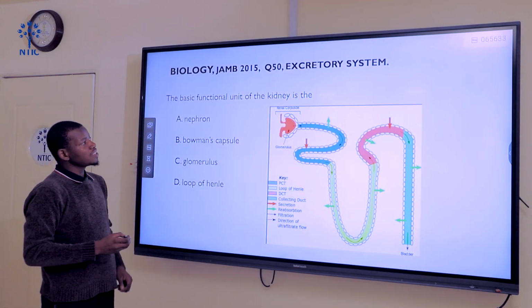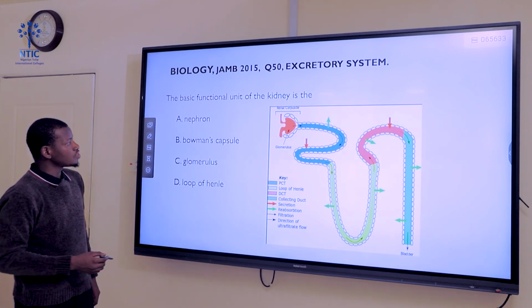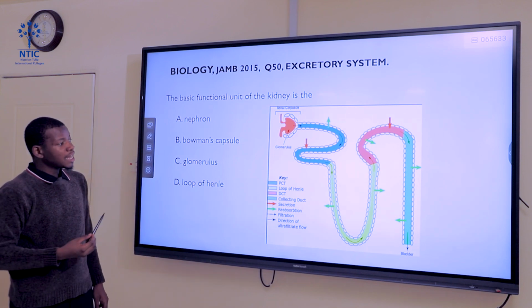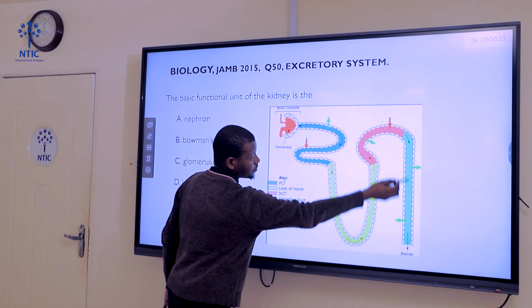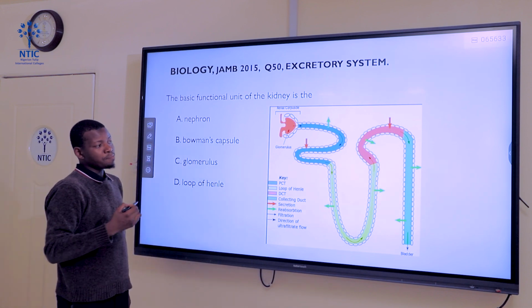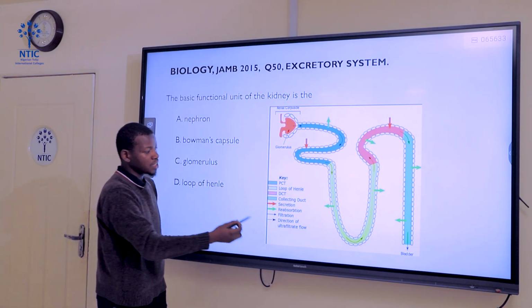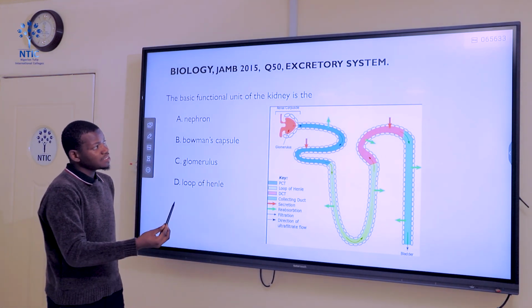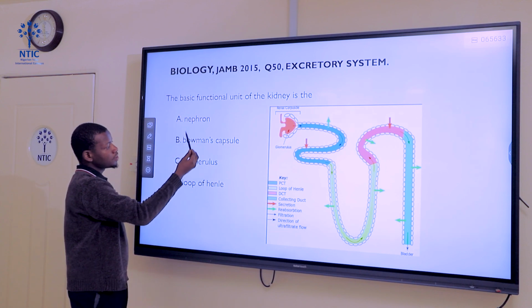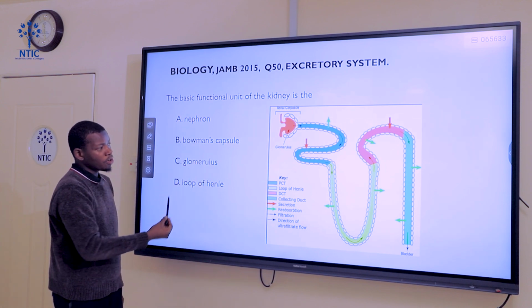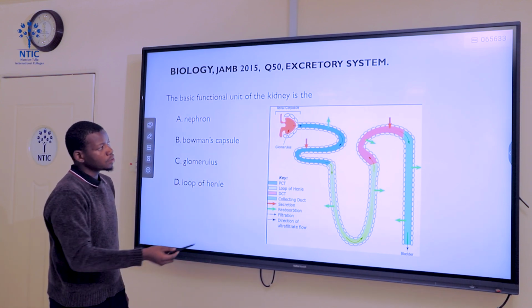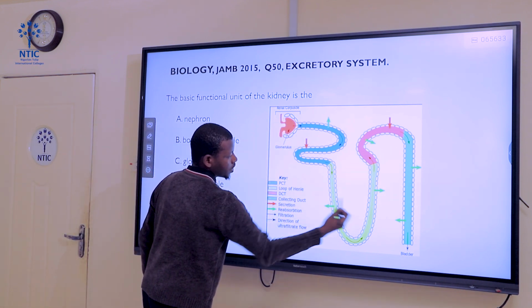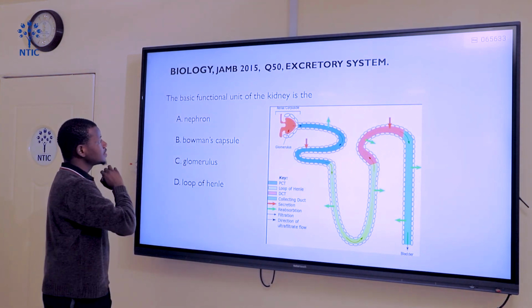Question 50. The basic functional unit of the kidney is the dash. A. Nephron, B. Bowman's capsule, C. Glomerulus, and D. Loop of Henle. Now here is a diagram of the nephron, and the nephron is the basic structural and functional unit of the kidney. A kidney can have about 1 million of this nephron. So the basic structural and functional unit of the kidney is the nephron. Bowman capsule, glomerulus, and loop of Henle are part of the nephron. This is the Bowman capsule, this is the glomerulus, and this is the loop of Henle. So the correct answer here is nephron.